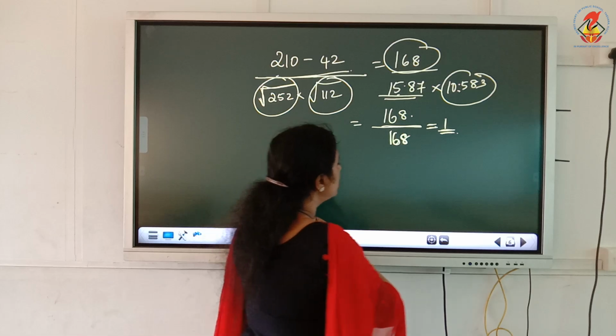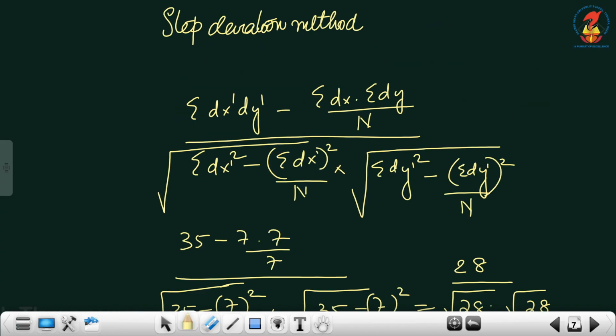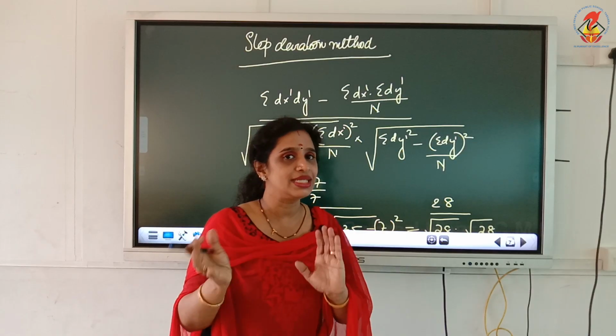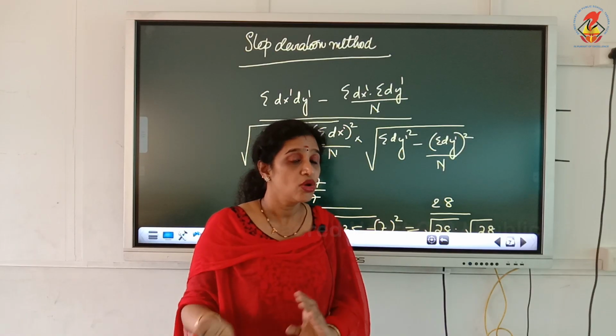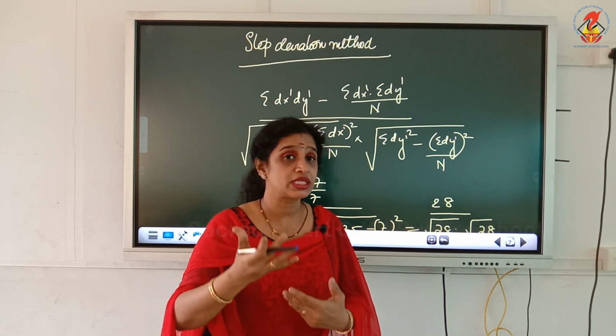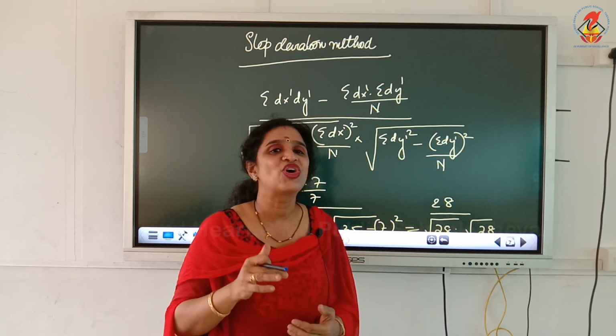Now we will move on to the next method, that is the step deviation method. In the step deviation method, the only difference is that instead of dx and dy, you will be using dx dash and dy dash. What do the dashes represent? You know what dx is: x minus a. What is dx dash? X minus a by c. What is c? Common factor.